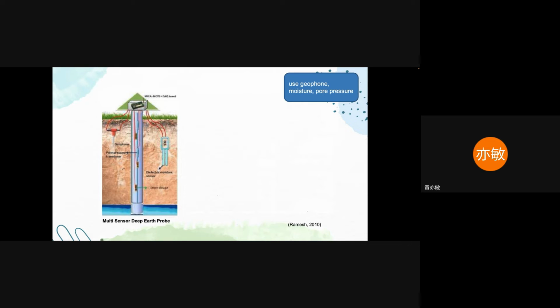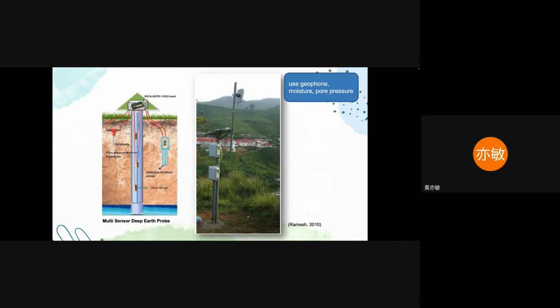And there is a professor who developed all-in-one sensors to monitor soil landslides. He installed the sensors all together in one tube and put them underground. At the top of the tube, he set up a transmission unit to send out the data from the location to the receivers. So this is quite easy to understand. It's a very simple design, but it's useful. This is useful for small scale monitoring.